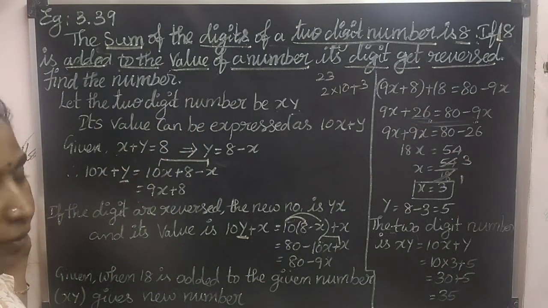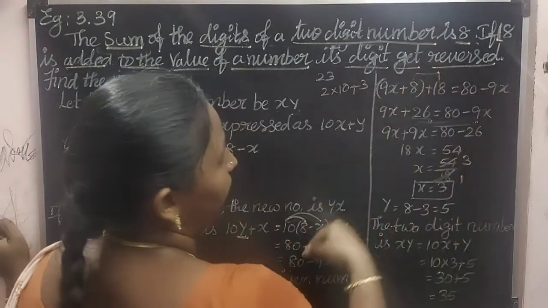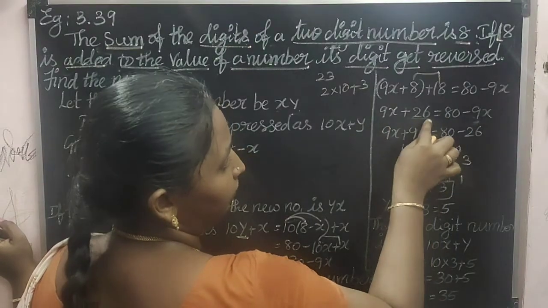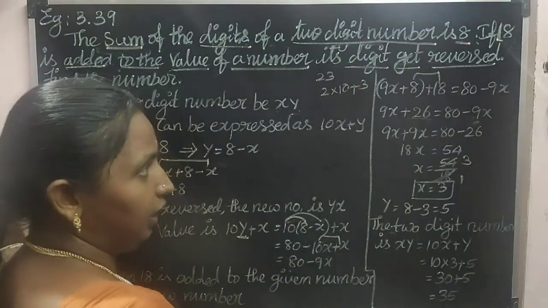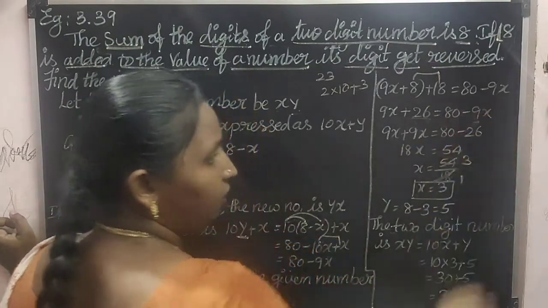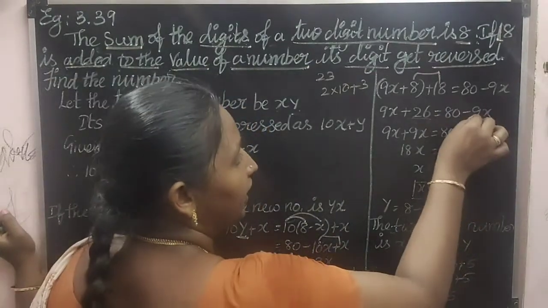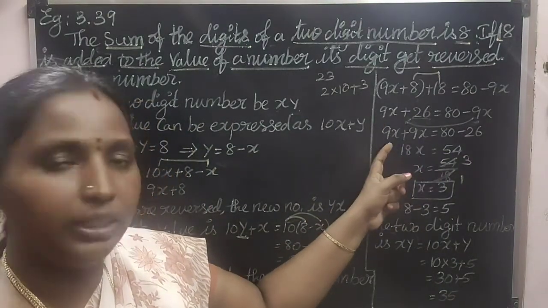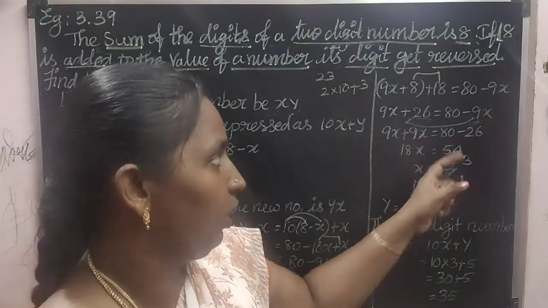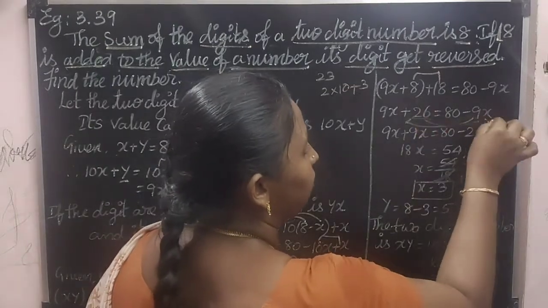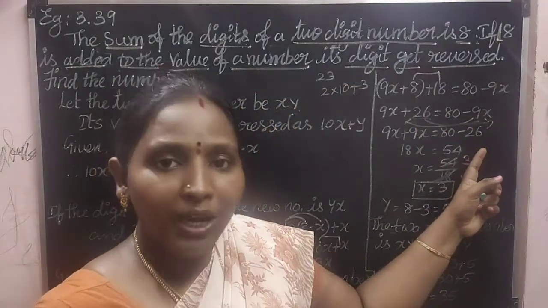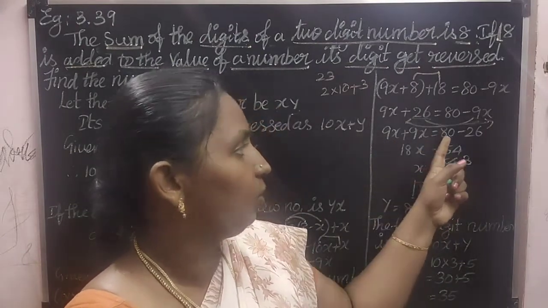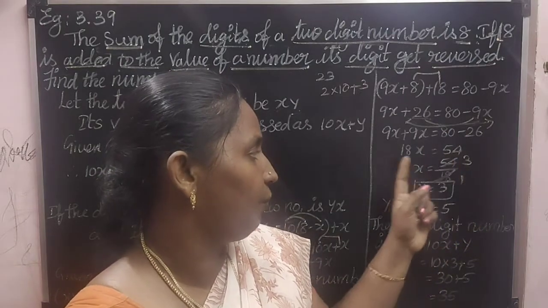Now we are going to simplify this. Here 8 plus 18 you can add. You will get plus 26. Next, 9x plus 26 equal to 80 minus 9x. So the variable should always be on the left hand side. So minus 9x, send this to the left hand side. You will get plus 9x. Already 9x is there. So 9x plus 9x equal to 80. Plus 26 goes to the right hand side. It will become minus 26. So 9x plus 9x you will get 18x, equal to 80 minus 26, you will get 54.